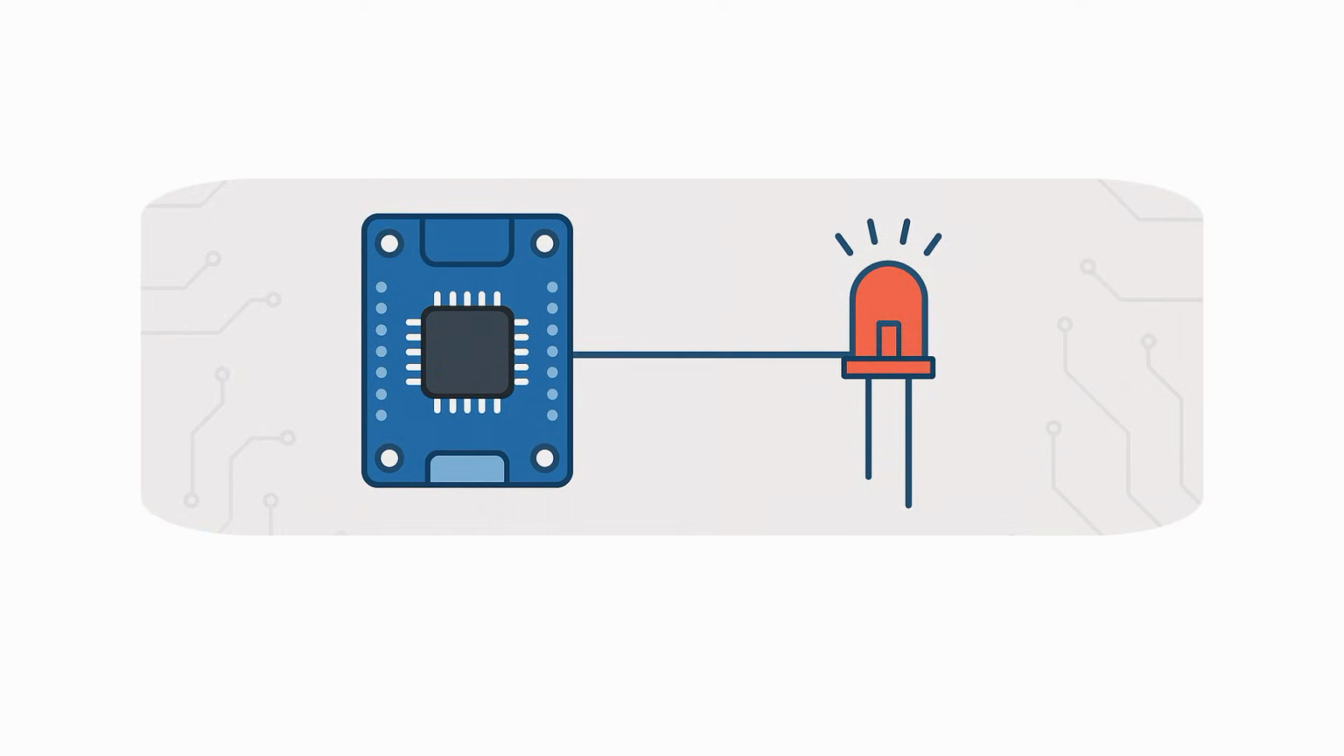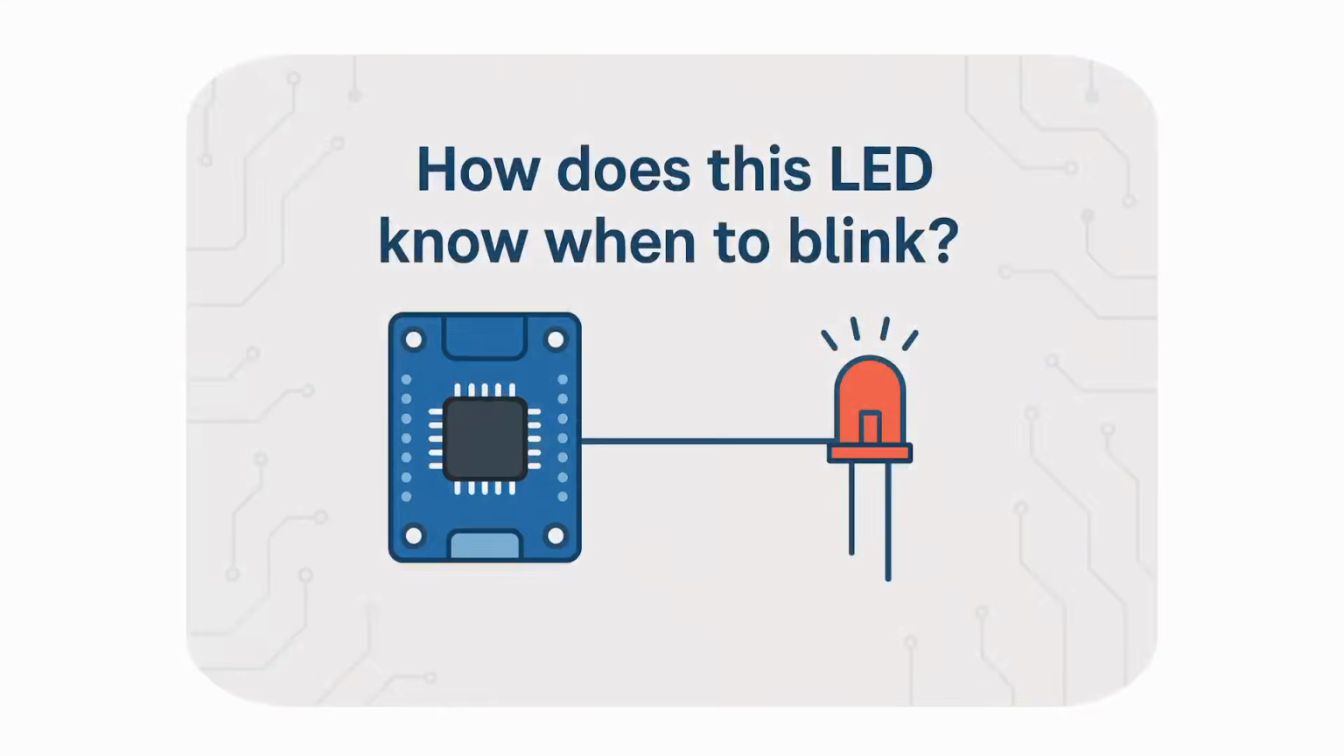Hey people, see this LED blinking? Super simple, right? But think for a second. How does this light know when to blink? Who is giving the commands? And more importantly, how is that command even reaching the LED?